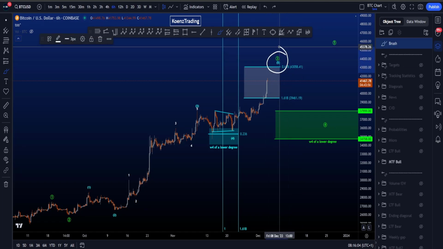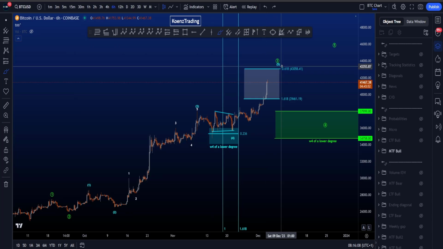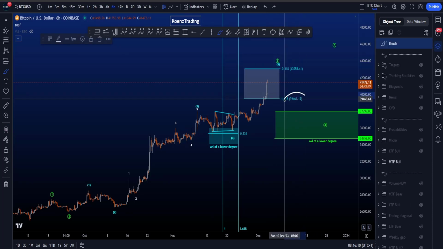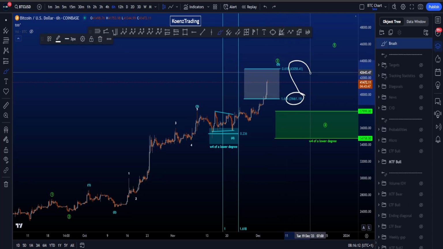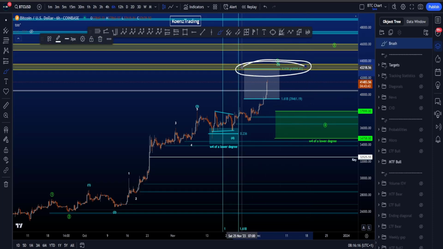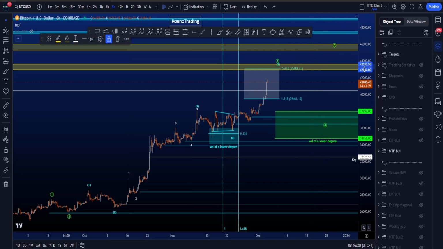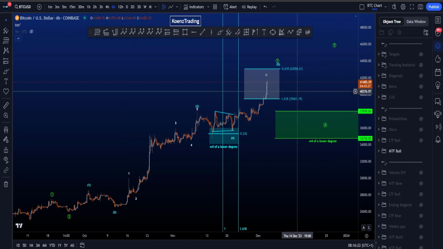The subdegree count of this green wave 3 is the blue count 1, 2, 3, 4, 5, where the target area for this wave 5 is between 39.5k and 43k, and around that 43k area we do have some additional resistance, which is the golden box here between 42.9k and 43.6k.